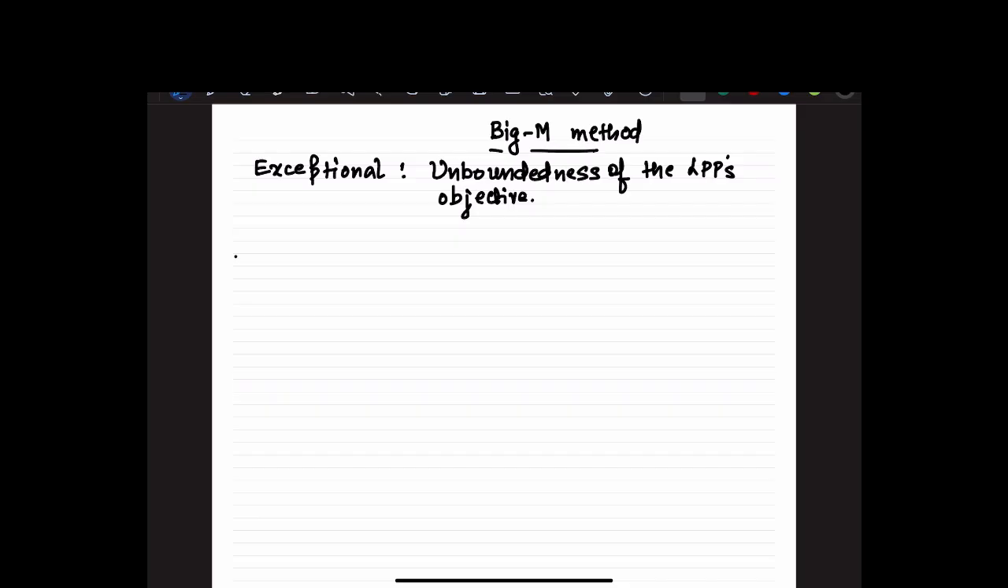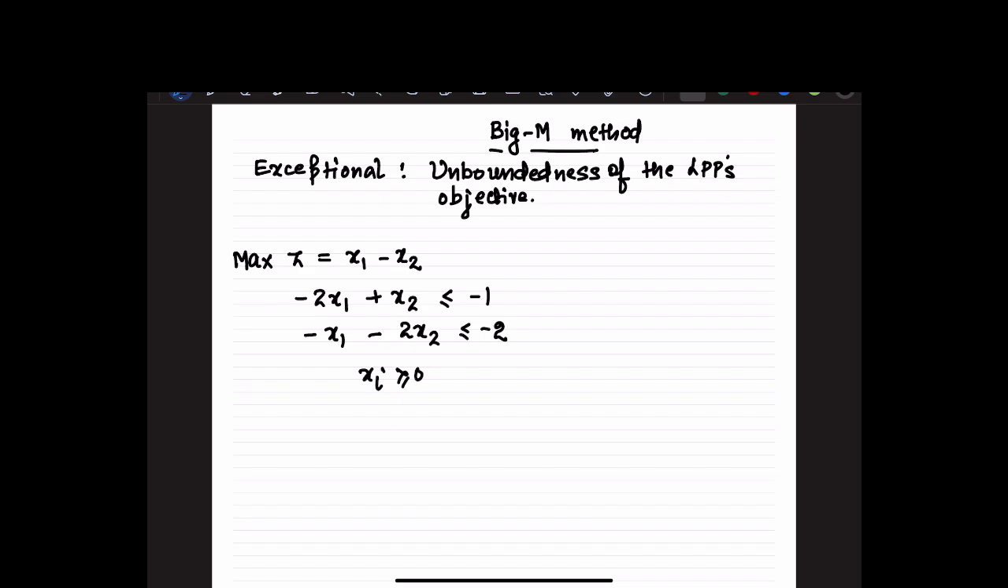Let's say the LPP is maximize Z equals x1 minus x2 subject to the constraints minus 2x1 plus x2 is less than or equal to minus 1, minus x1 minus 2x2 less than or equal to minus 2. The variables are all non-negative for all i. So the first thing is to convert this into equations. But before that, what you can do is multiply the equations by a negative so that the right hand side of the equations becomes non-negative.